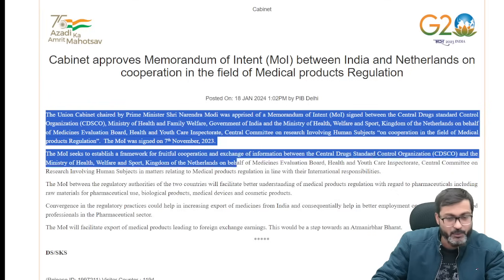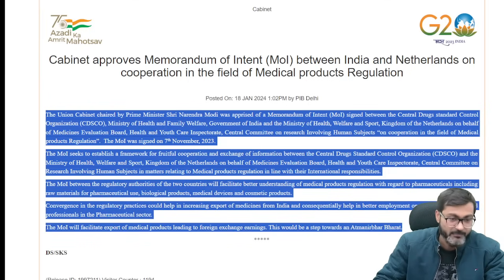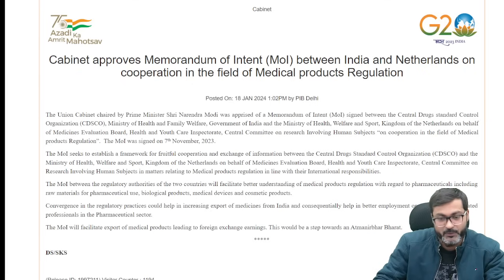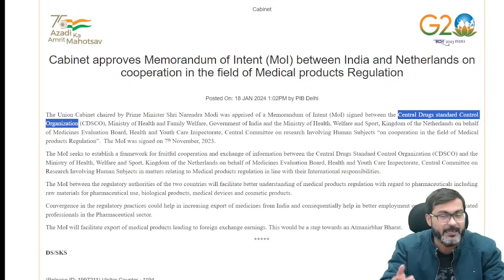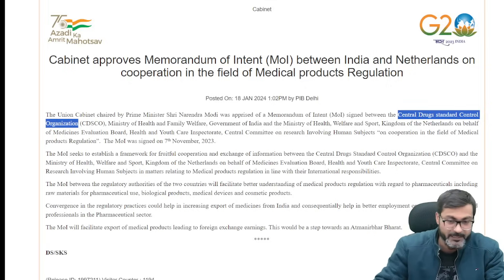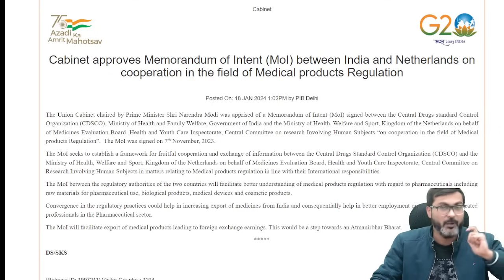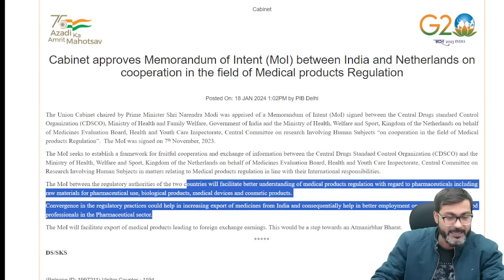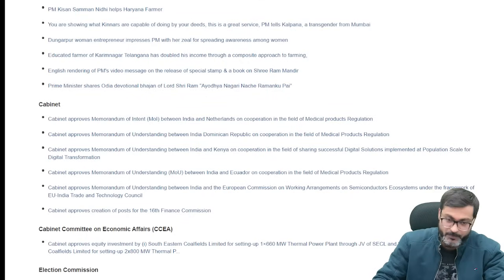But you have to quickly go through the release to see whether any data is provided by the government or not. For example, the Union Cabinet chaired by PM Modi was apprised of this MOU signed by CDSCO. Yes, this is an important fact you should remember: from India's side it was CDSCO which signed the MOU. That's it. And you have to look for any number, like the target year of the MOU, or for how many years it has been signed. You can see there is no number, so I will quickly cancel it and move to another news item. So that is how you can cover the MOU part.